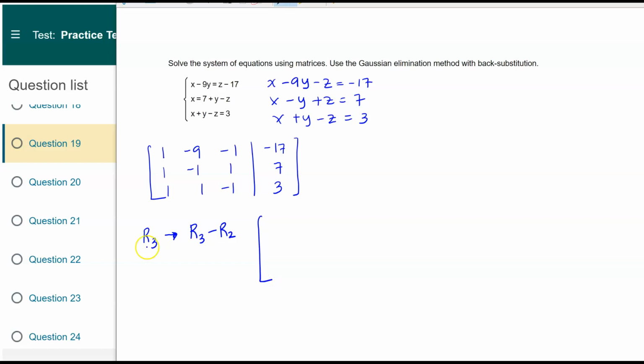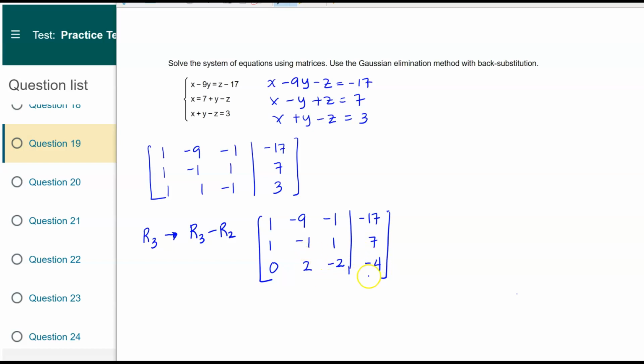Since we're changing row 3, we're going to copy the first two rows. So you have 1, negative 9, negative 1, negative 17, and then 1, negative 1, 1, 7. Now the third row will be replaced by R3 minus R2. This minus this is 0. 1 minus negative 1 is 2. Negative 1 minus 1 is negative 2. 3 minus 7 is negative 4.